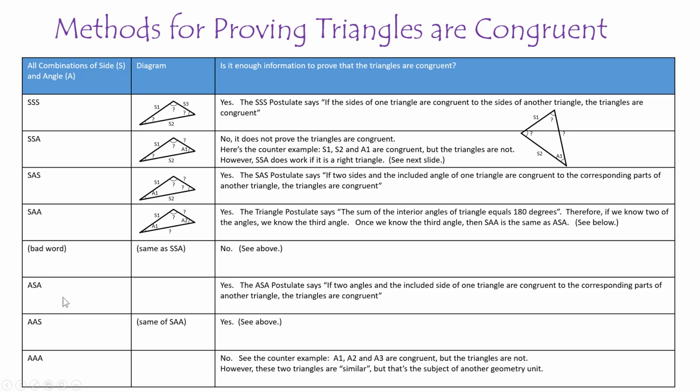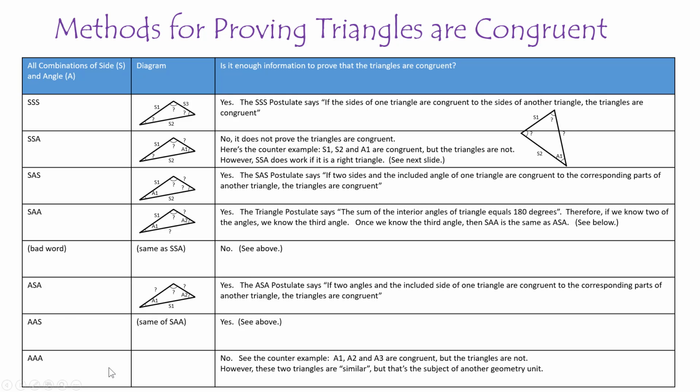Next we go to the one that's the bad word, and that's the same as SSA, and it doesn't work. The next one is angle, side, angle, and this one you have an angle, a side, and then an angle, and the answer is yes. The angle, side, angle postulate says if two angles and the included side of one triangle are congruent with the corresponding parts of another triangle, the triangles are congruent. So that works. The next is AAS, which is the same as SAA up here, same rationale.